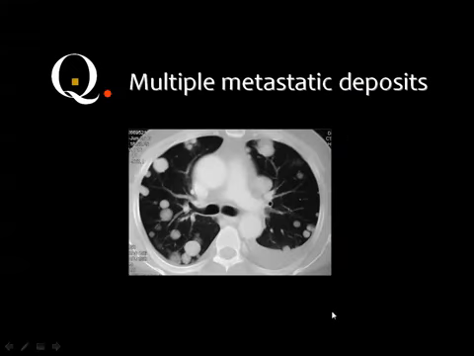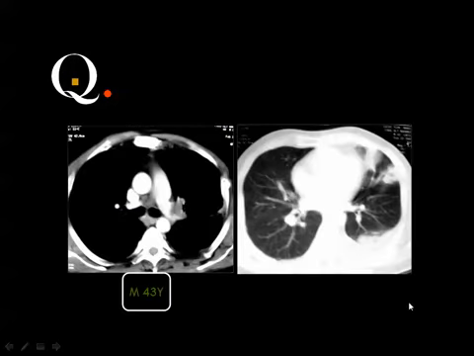These are metastatic deposits. What do you think of this? Look at the tracheal bifurcation. This is the anterior segment of the left upper lobe. What do you think of this? This is the superior segment of the right lower lobe. And this is also in the superior segment of the left lower lobe. And this is in the anterior segment of the left upper lobe. You consider the tracheal bifurcation. This is the anterior segment of the right upper lobe.